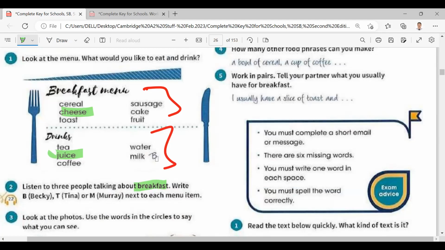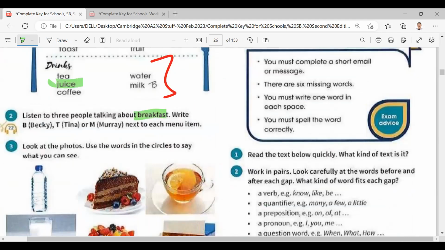Who would like to have milk for breakfast? B. B means Becky. Is it clear? Yes. Okay, so let's listen and then answer. You will listen twice.